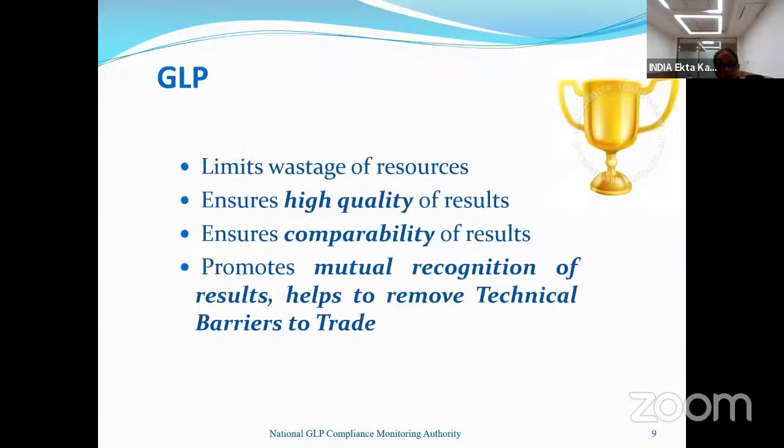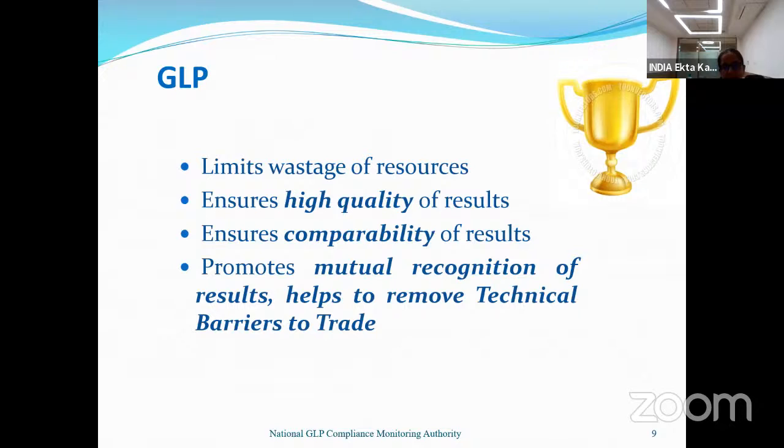The benefits of GLP include that it limits wastage of resources, it ensures high quality of results, ensures comparability of results, and promotes mutual recognition of results, thus helping to remove technical barriers to trade.